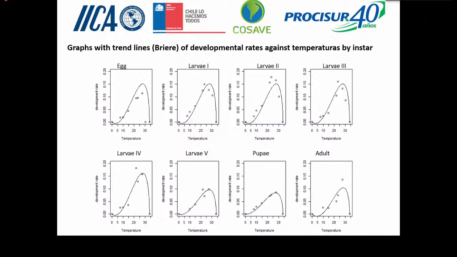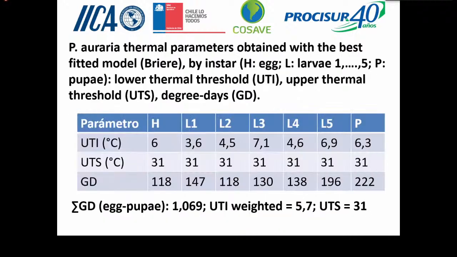So given these models, we can extract the heat temperature that is required. And these are the thermal requirements for each stage. For each stage, we obtain three parameters: the upper and lower thresholds, and then the development rate. So what are the values of these thermal parameters that we've obtained for the best adjusted models? Generally, it's the Briere-fitted model that works the best. And for each stage, or instar, egg, larvae, pupae, we can see them.